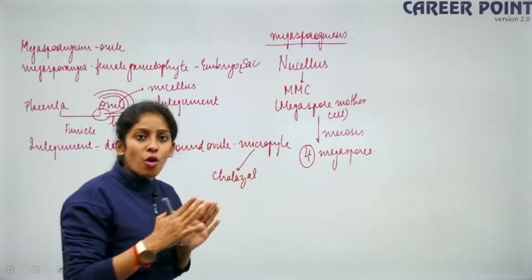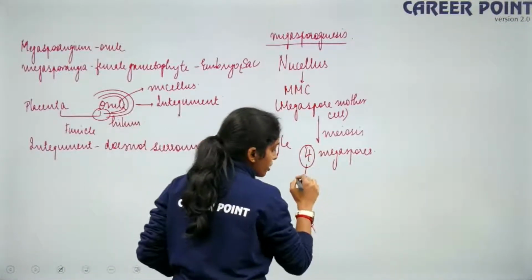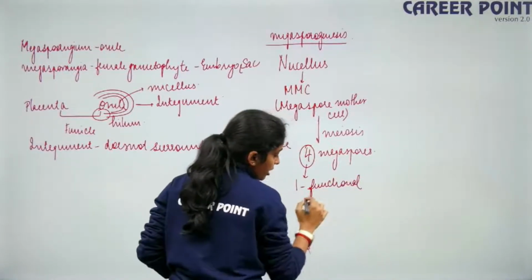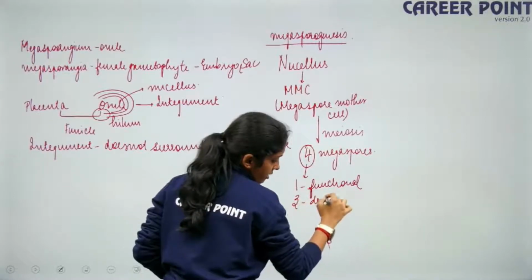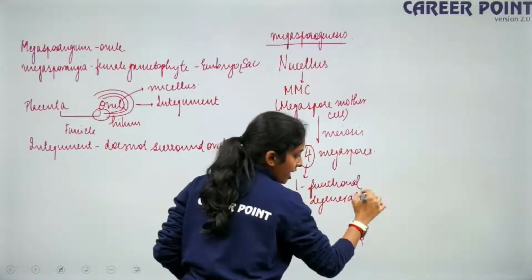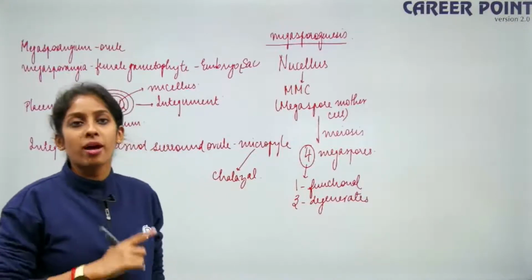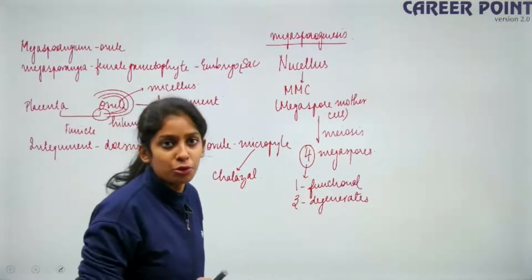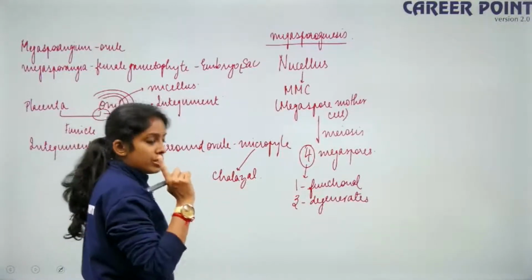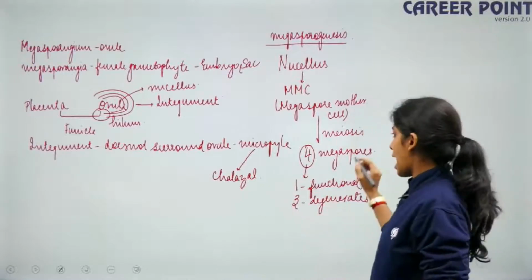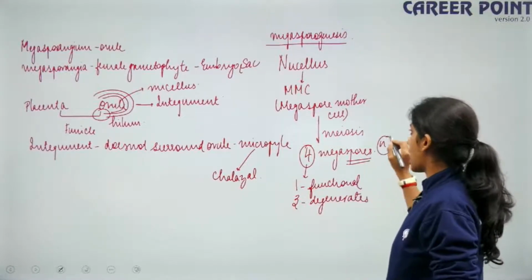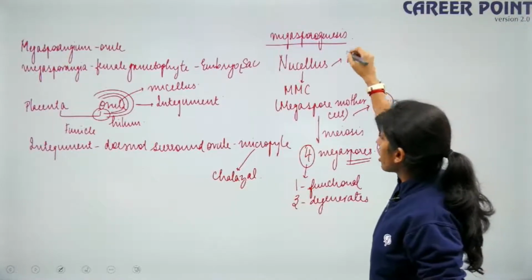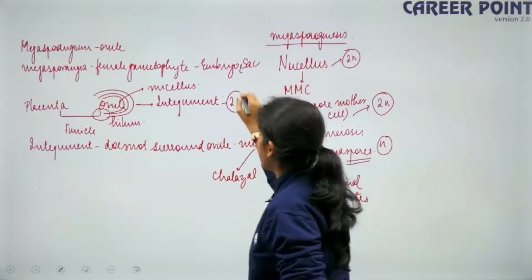So out of the 4 megaspores, only one of them is functional. The remaining 3 degenerate. So unlike your microspores, where all the 4 microspores are functional, here only 1 megaspore is functional out of the 4, right? Now this 1 megaspore is haploid. Each of the megaspores is haploid. Megaspore mother cell is diploid. Nucellus is diploid. Your integuments are diploid.